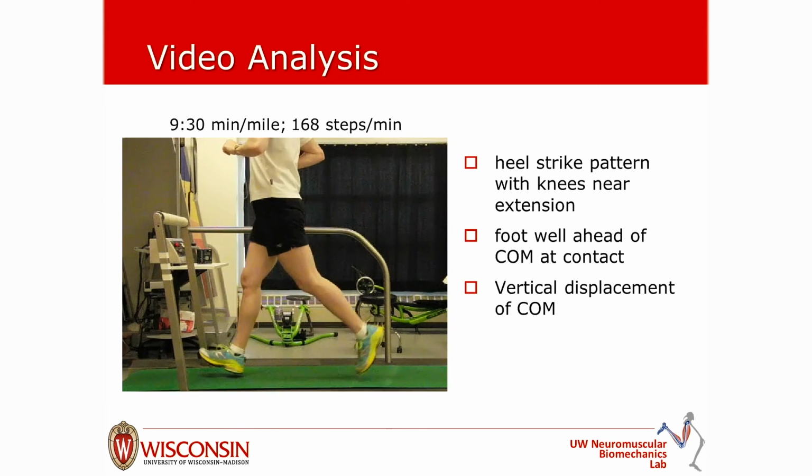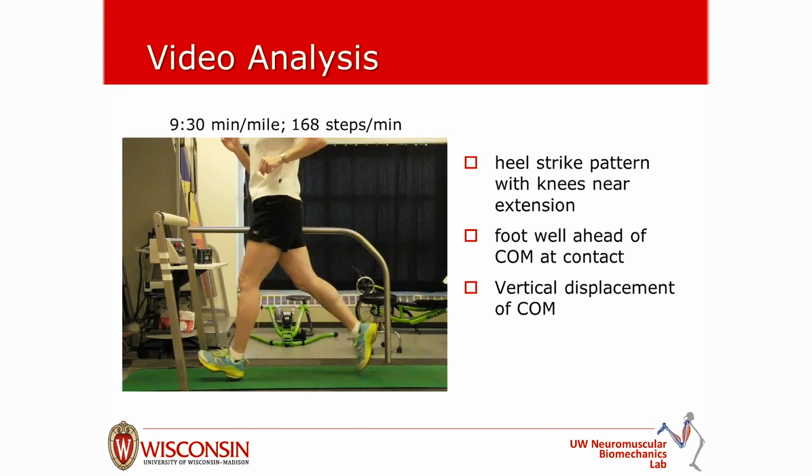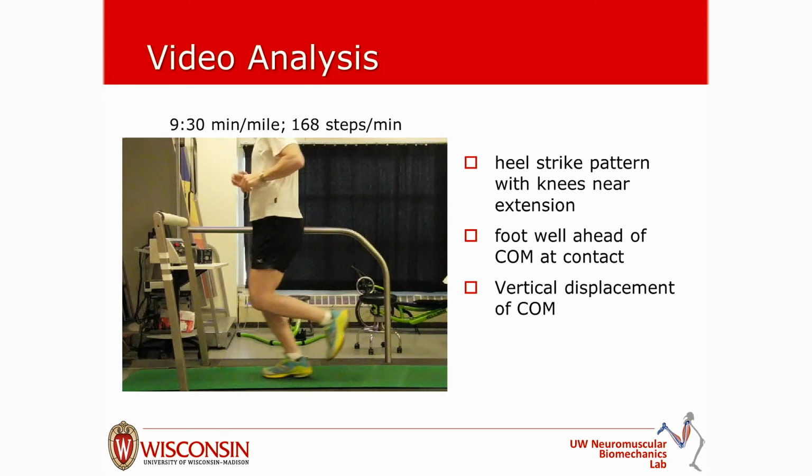From the side view, we start to see, again, a pretty pronounced heel strike pattern. Her knees are fairly extended when she contacts the treadmill. Her foot lands quite a bit ahead of her center of mass, and she bounces a fair amount given the running speed of a 9.5-minute mile pace. There's a fair amount of bouncing.